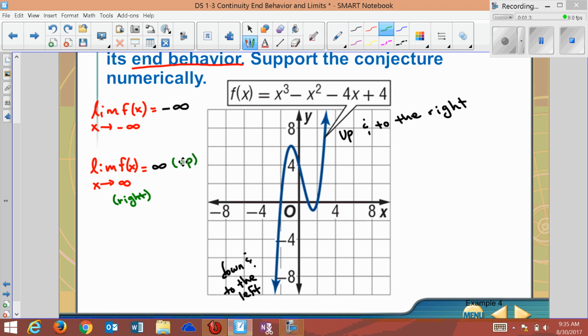The black is the answer. What happens to y as x approaches the, this would mean left, and you would say it goes down to negative infinity. And that's how you do end behavior. You talk about what happens as you go to the far left and far right.